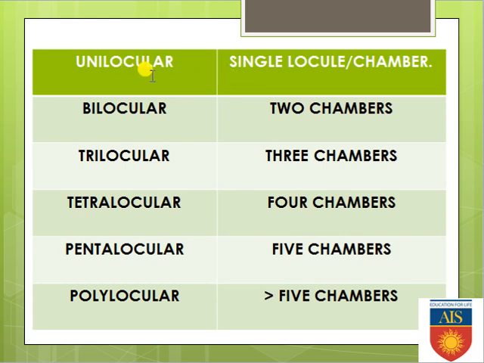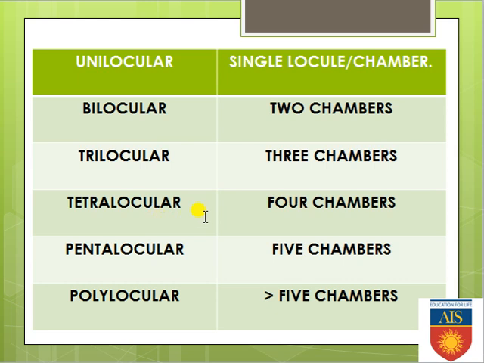If the ovary contains a single chamber only, that will be considered a unilocular ovary. That means there is no partition, that's why it is unilocular. If there are two locules or two chambers present, that means a single placenta is present. And if there are three locules or three chambers present, that means it is trilocular.